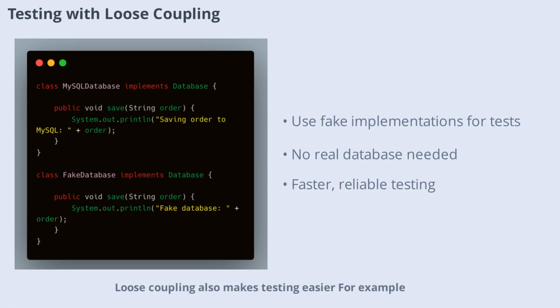Loose coupling also makes testing easier. For example, you can provide a fake database implementation when testing OrderService. This means you don't need a real database to run your tests. You can check that OrderService works correctly in isolation, making your tests faster and more reliable. This is a major benefit of designing for loose coupling.